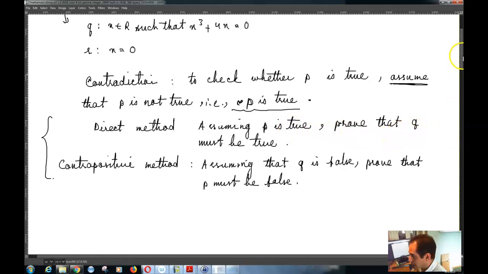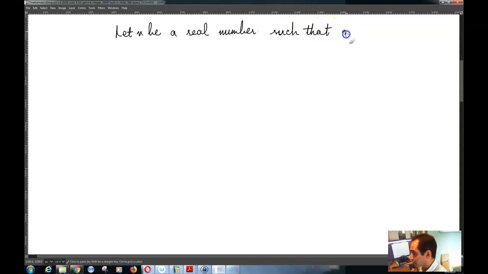What I can say here, based on this whole discussion, is: let x be a real number such that x cubed plus 4x is equal to 0, and let x not be equal to 0. X is not equal to 0.